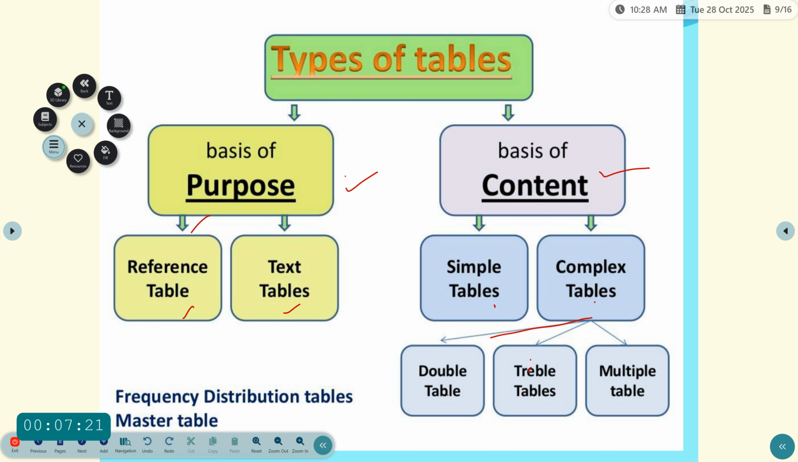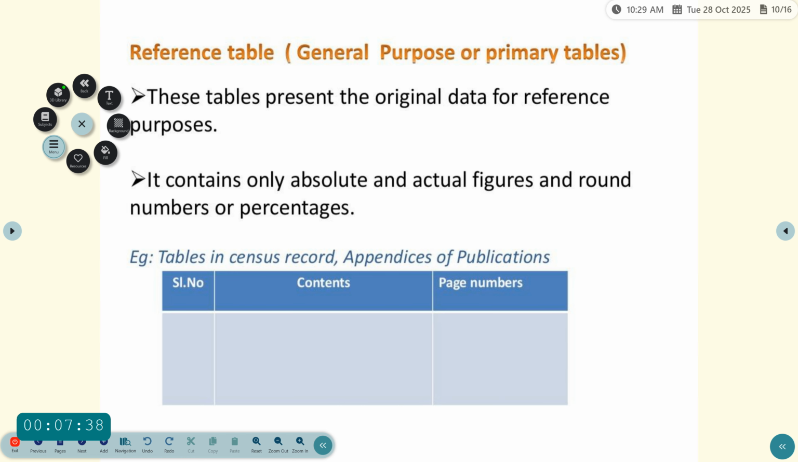The tables are classified into two types, basis of purpose and basis of content. Under the purpose, we have two types: reference table and text table. Under the content, we have two types, simple table and complex table. Complex tables are further classified into double table, triple table, and multiple table.